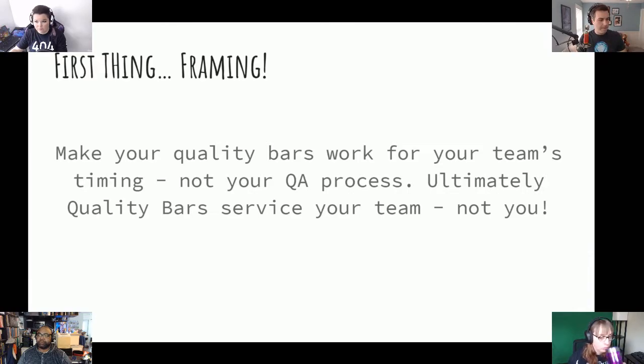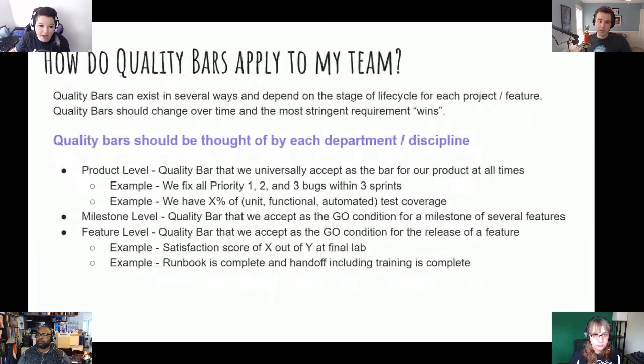So we're talking about the team aligning on quality bars. Why don't we move to see how these quality bars apply to the entire team as a whole? Sure. So how do quality bars apply to my team?